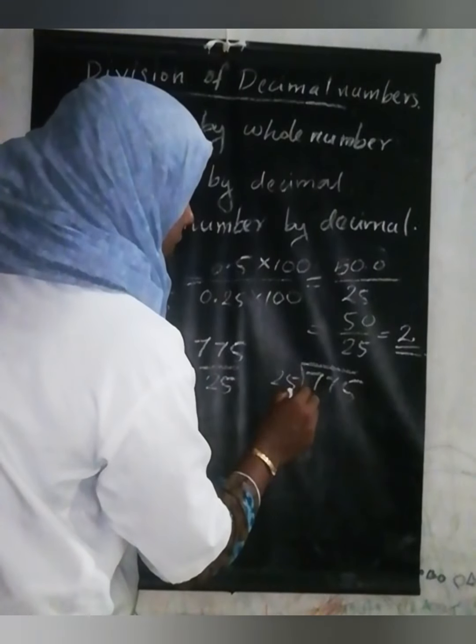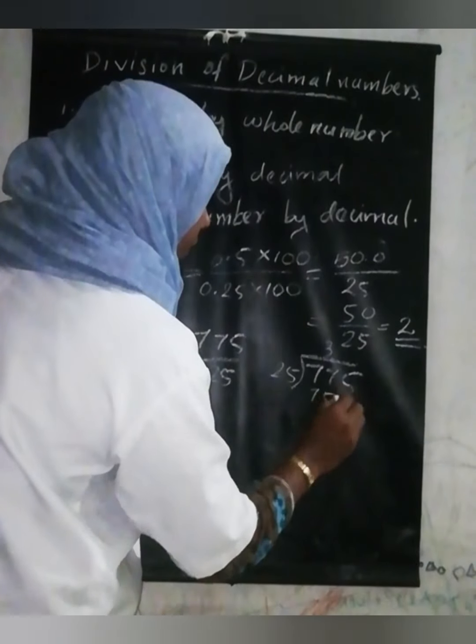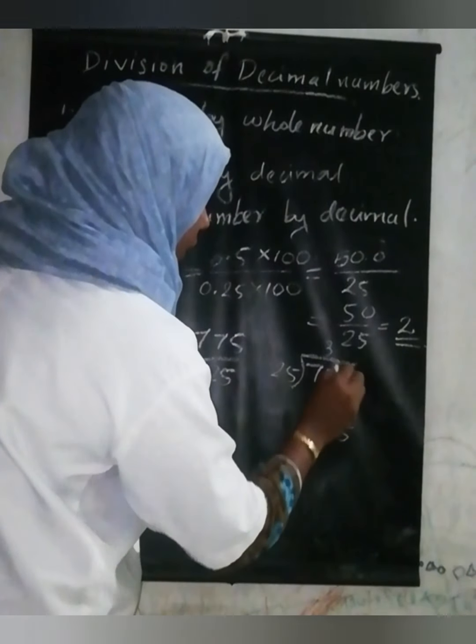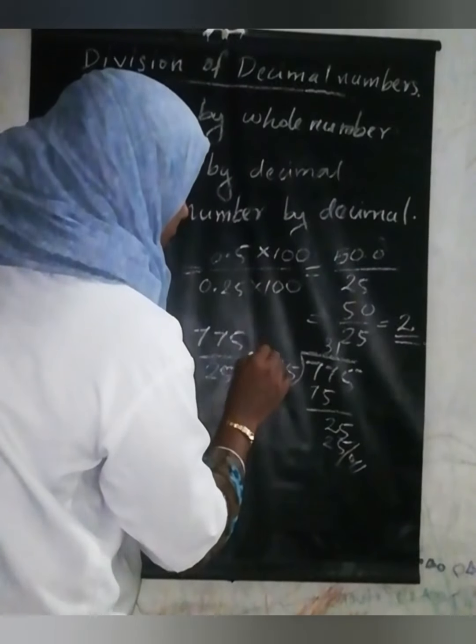How many 25s are there in 75? 3. 3 into 25 is 75. Then 2 balance 25. 1 into 25 is 25. So the answer is 31.